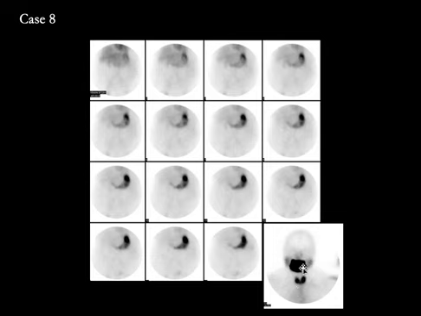So those are some of the common patterns that you can encounter when you're reading the GI bleeding studies.